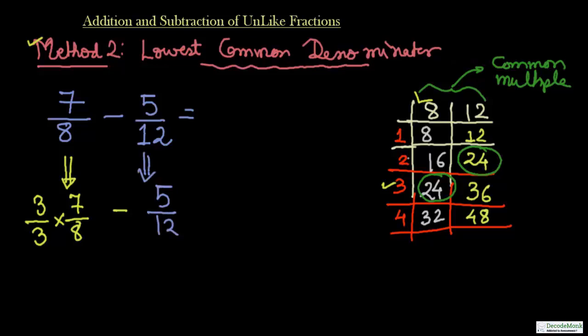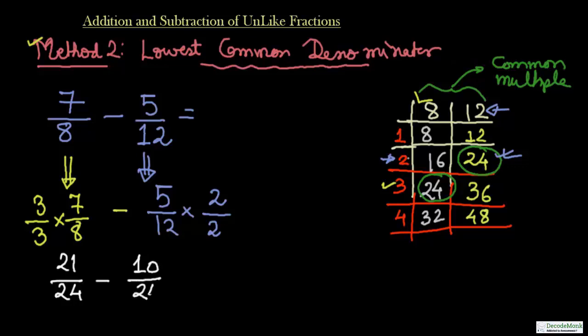So now we are calculating the equivalent of 5 by 12. Here 12 is multiplied by 2. You can see that 12 is multiplied by 2 to get 24. So we will multiply the denominator by 2 as well as the numerator by 2. So 7 threes are 21 and 8 threes are 24, 5 twos are 10, 12 twos are 24. So you can see over here that both have the same denominators.